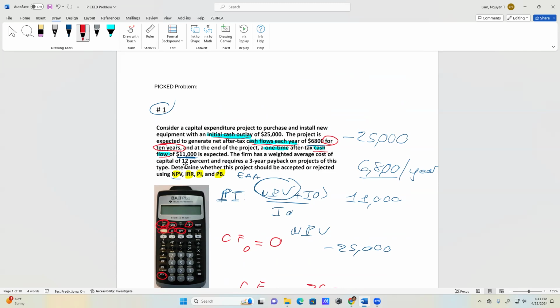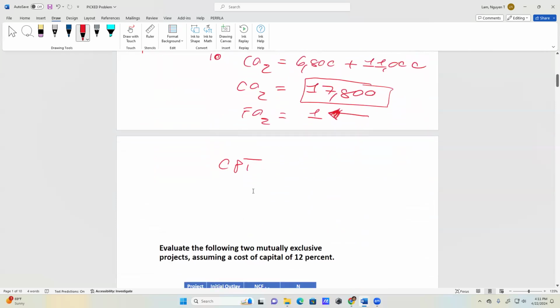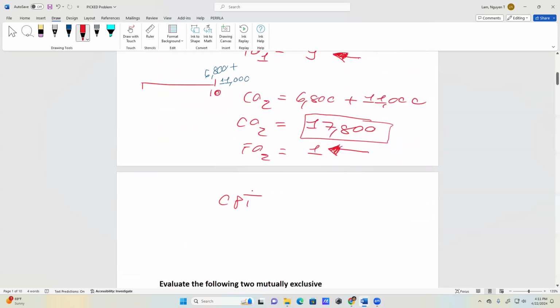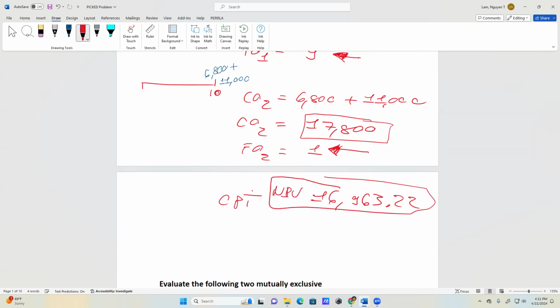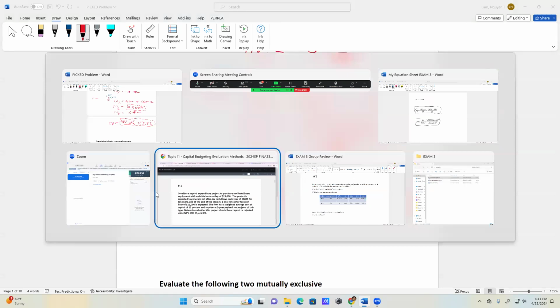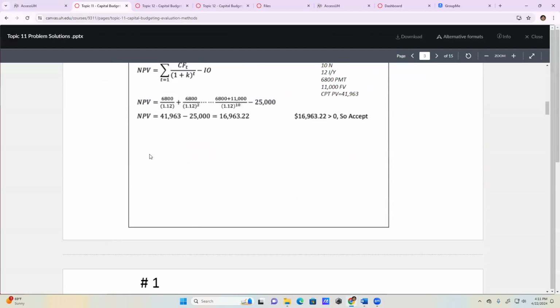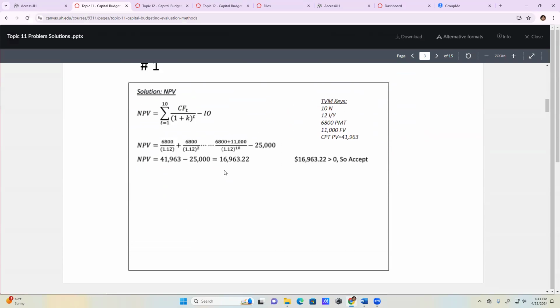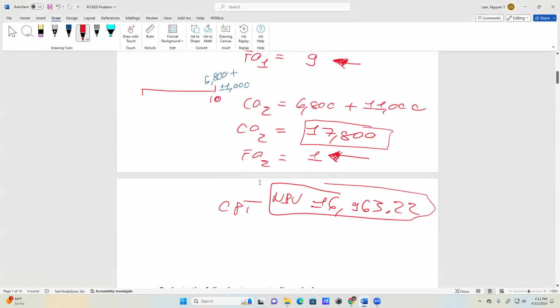You're going to hit compute, CPT, once again. All right, and the value you got is 16,963.22. That is the net present value. Then let me double check that's correct. Okay, it's correct. 16,963.22.